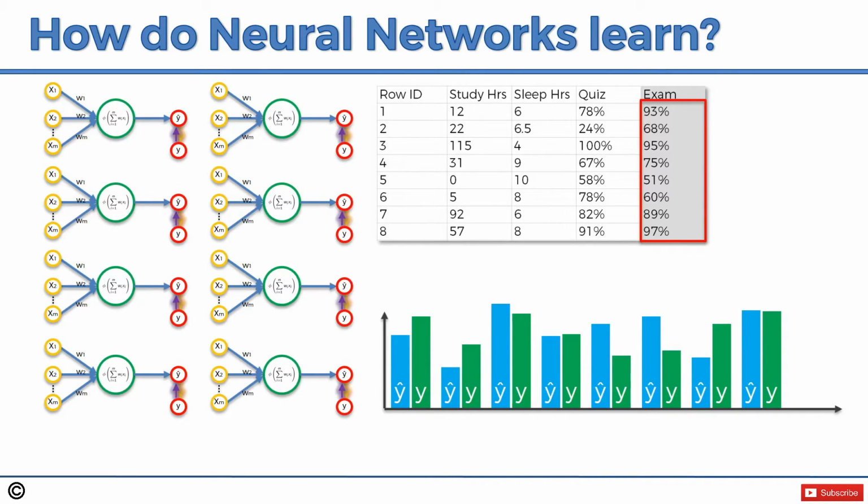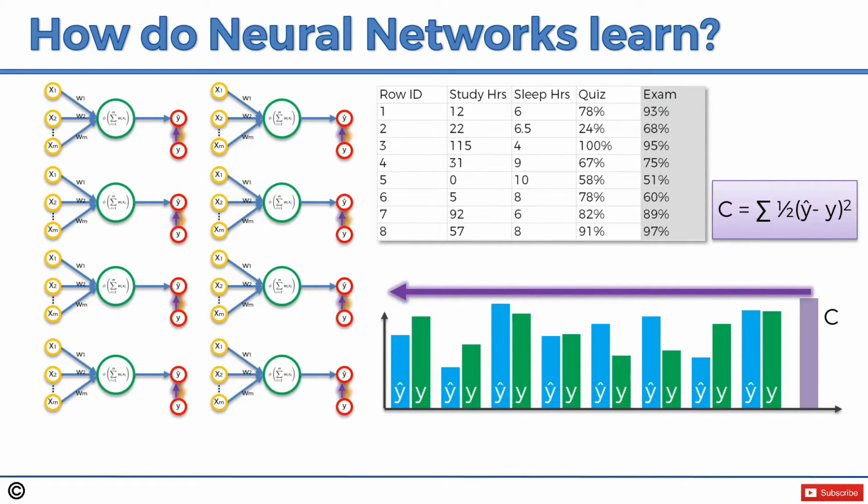And now, based on all of these differences between y hat and y, we can calculate the cost function, which is the sum of all of those squared differences between y hat and y, and all of that is halved. And there's our cost function. Basically now, after we have the full cost function, we go back and we update the weights. We update W1, W2, W3.